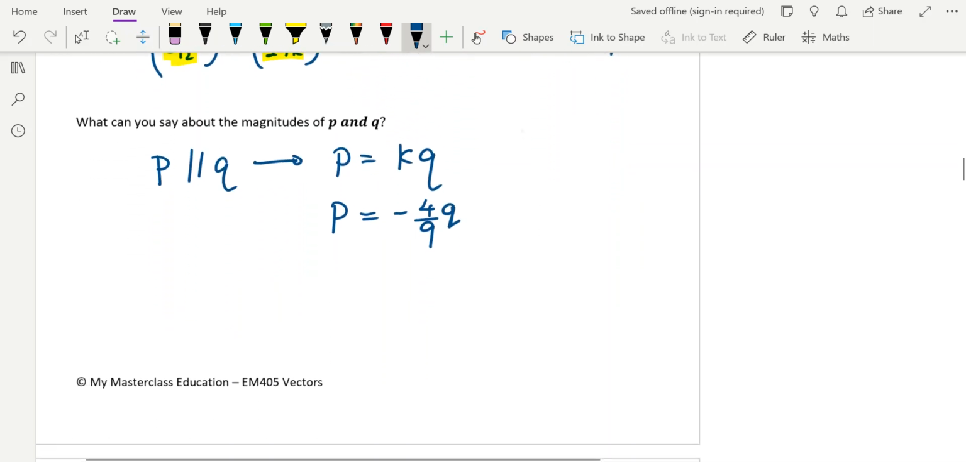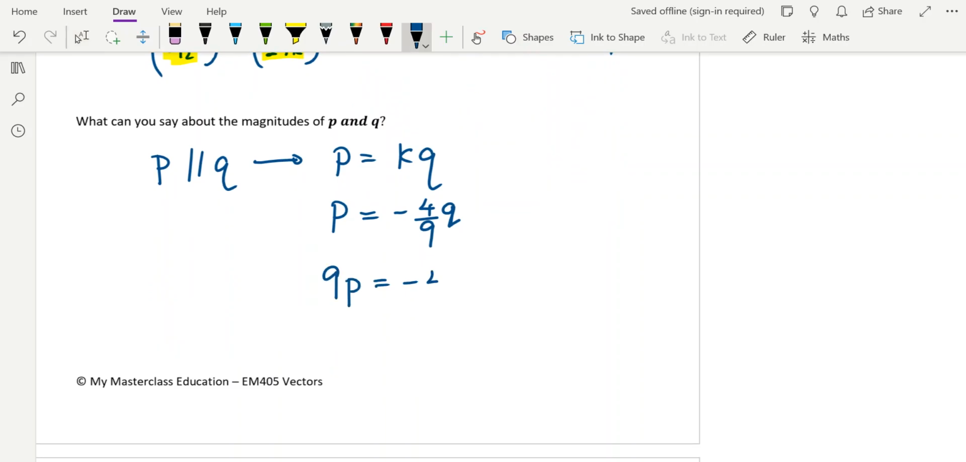Now what does this mean? This means that 9P is equal to negative 4 times Q. P is definitely smaller because I need 9 units of P to make 4 units of Q. So this is P. Q is in this direction, but they are parallel. It's just that it's in the opposite direction.